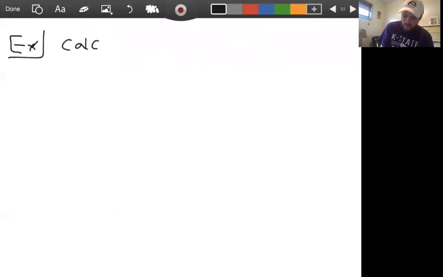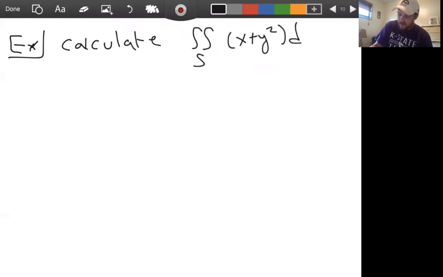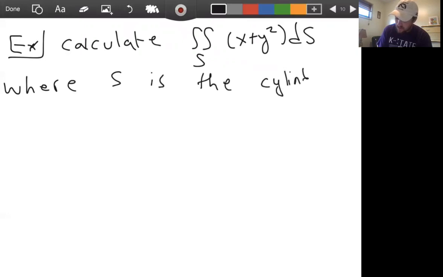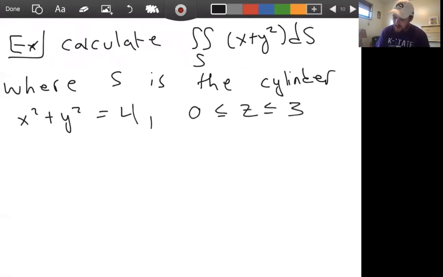Let's calculate the scalar surface integral of x plus y squared dS, where S is the surface, so let's see here, where S is the cylinder x squared plus y squared equals 4, and we're looking at z between 0 and 3. Okay.